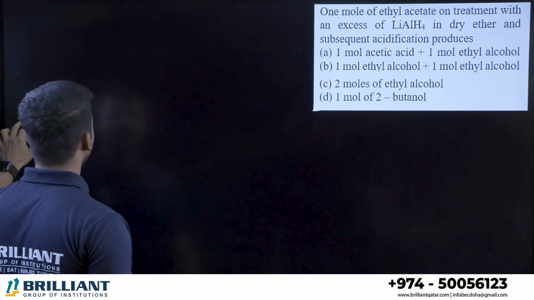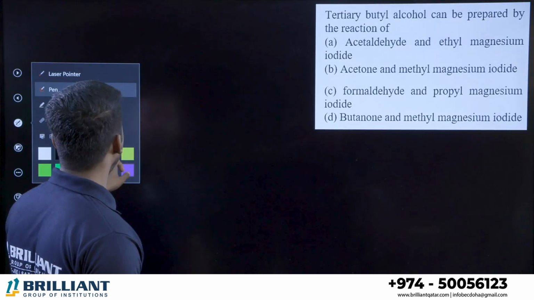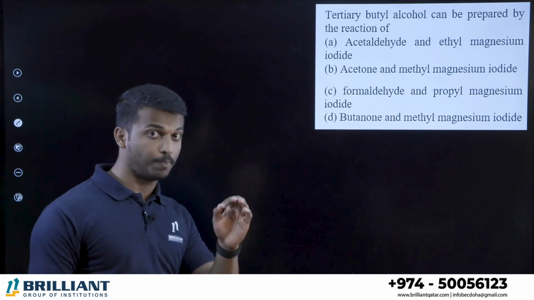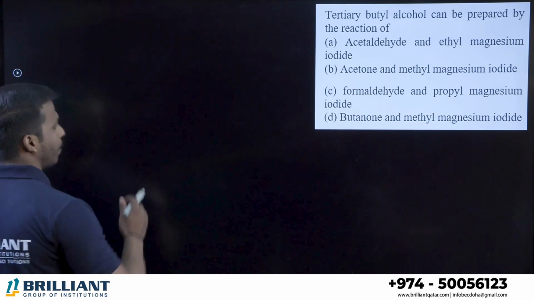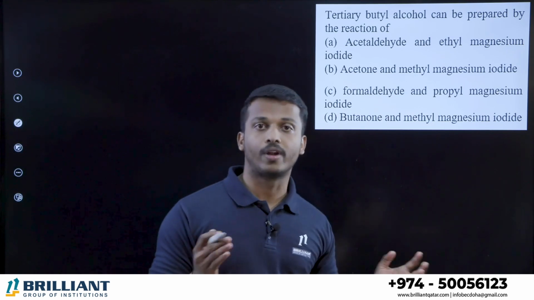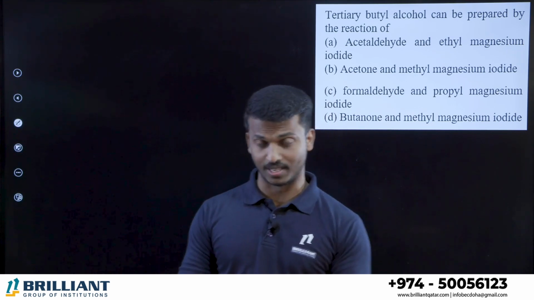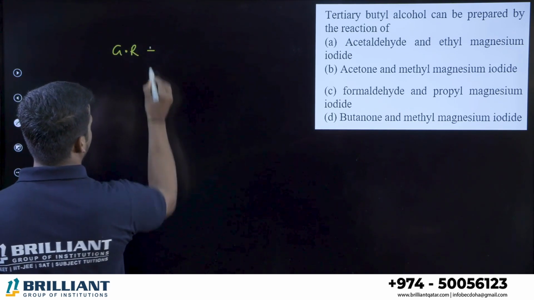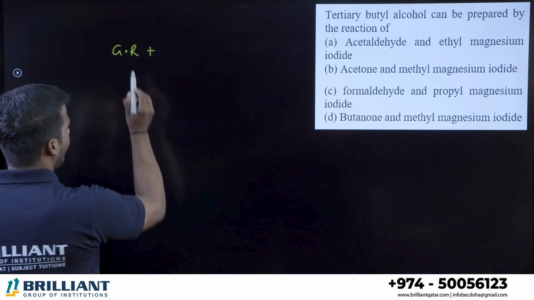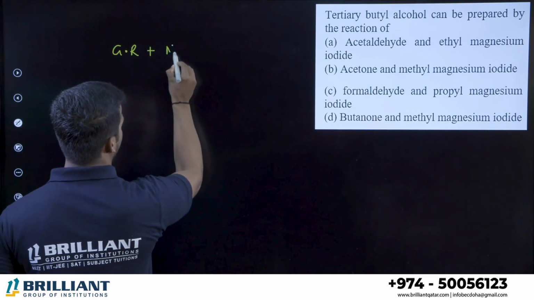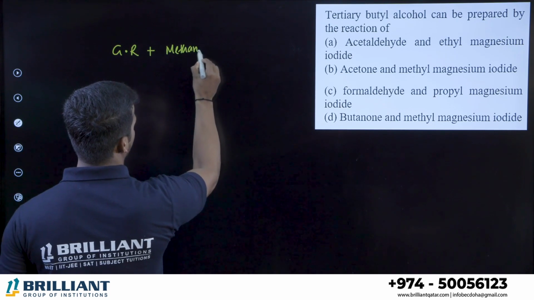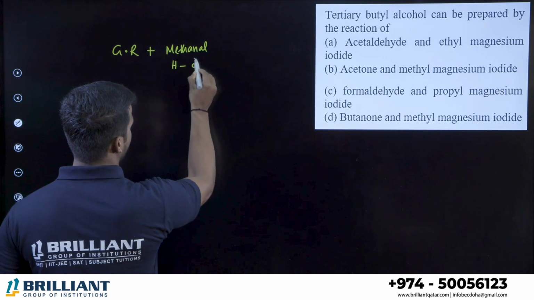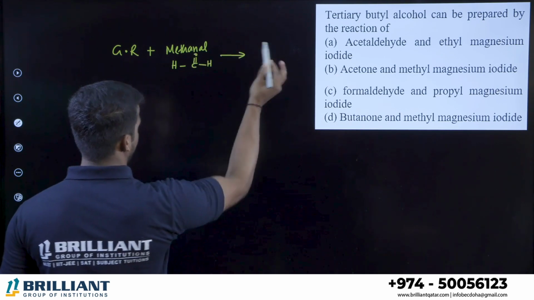Alright, next question, dear all. It's for you. Tertiary butyl alcohol can be prepared by the reaction of, very important, you may have studied the preparation of alcohol from Grignard reagent, right? You know, a Grignard reagent, this is the general thing. Any Grignard reagent, when you treat it with methanal, which is also called formaldehyde, formula HCHO, followed by hydrolysis.